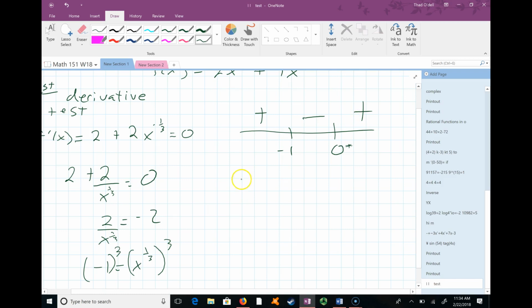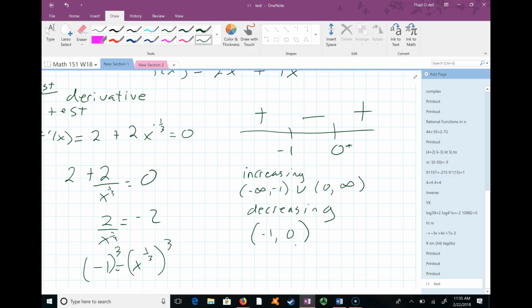So this tells me that it's increasing from -infinity to -1 and from 0 to infinity. It also tells me that it's decreasing, and by it I mean the graph. If you've forgotten, increasing means that as you go from left to right, the y values are getting larger, and decreasing means that as you go from left to right, the y values are getting smaller. So decreasing from -1 to 0. Okay?